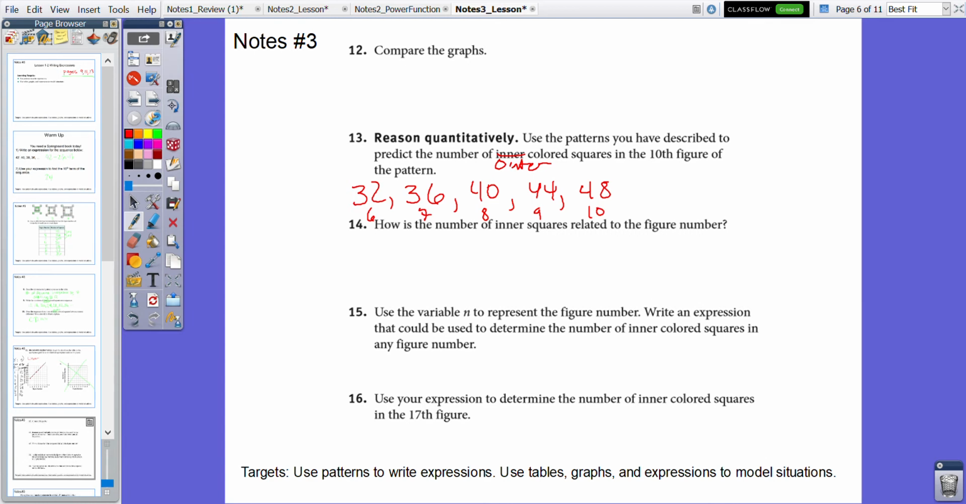How is the number of inner squares related to the figure number? We're not worried about that, so we're going to cross that one out. Same with number 12, not going to worry about that. Use the variable n to represent the figure number. Write an expression that could be used to determine the number of colored squares in any figure. Once again, if we didn't want to draw it out or keep adding 4 to our sequence so many times, we could use a variable and an expression to help us calculate that number of squares.